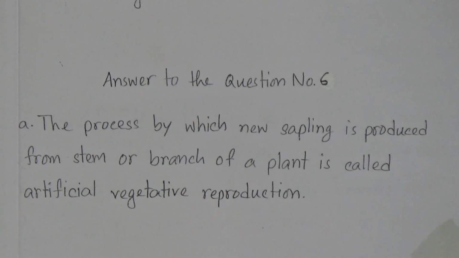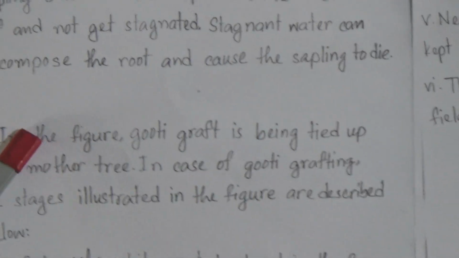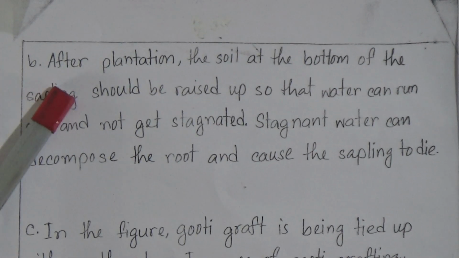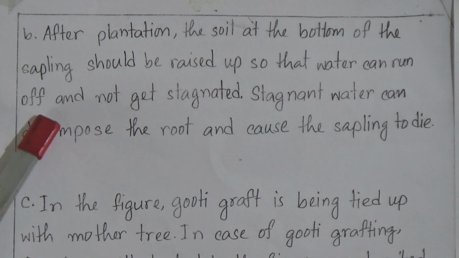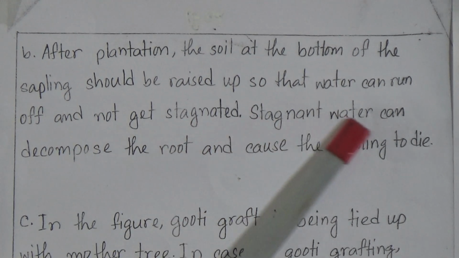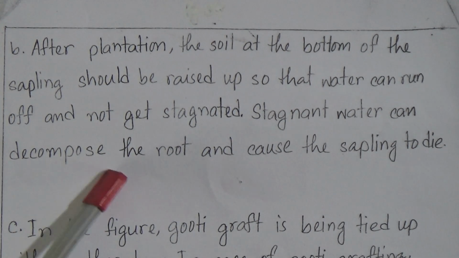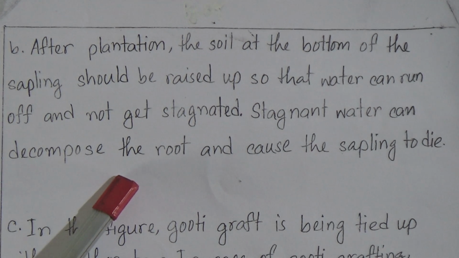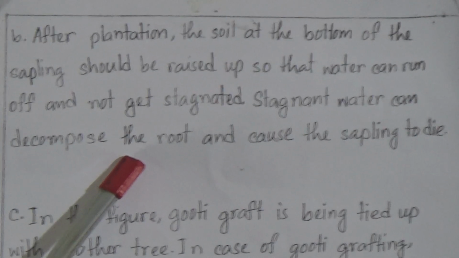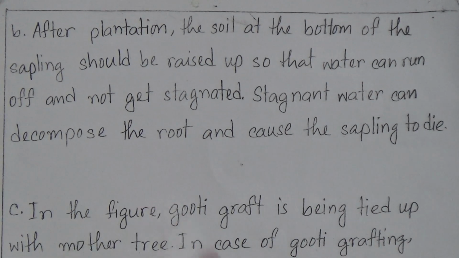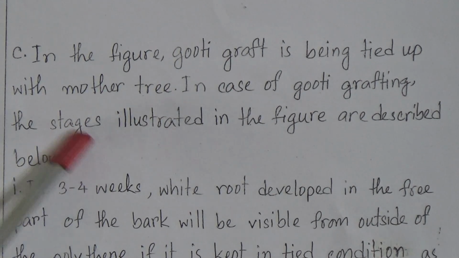And now, we will go to the answer of question number B, and the question is, why should the soil at the bottom of the sapling be raised up after transplantation? The answer is, after plantation, the soil at the bottom of the sapling should be raised up so that water can run off and not get stagnated. Stagnant water can decompose the root and cause the sapling to die. So, we will try to raise up the soil after transplantation.